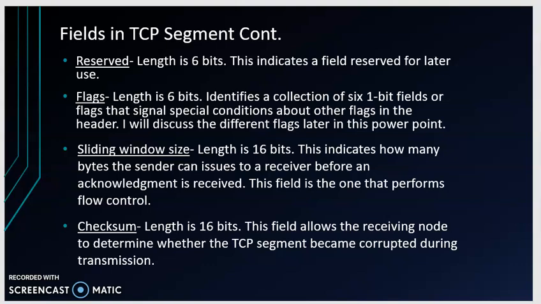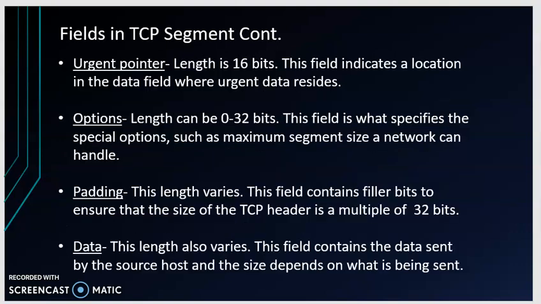The next one we have is checksum. We talked about this one a little earlier also. The length is 16 bits. The field allows the receiving node to determine whether the TCP segment became corrupted during transmission. So good to know if any type of segment was corrupted, then this will help us fix it. Urgent pointer, length is 16 bits. This field indicates a location in the data field where urgent data resides.